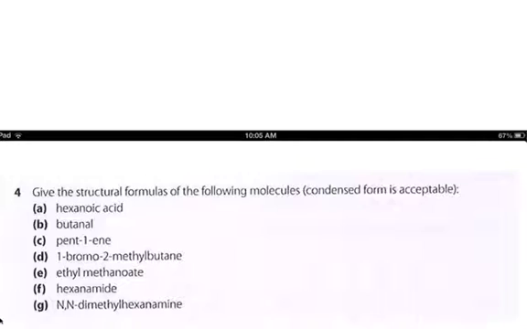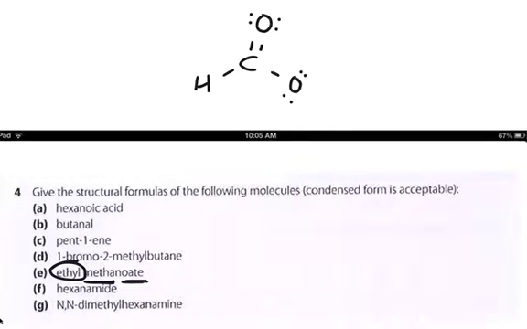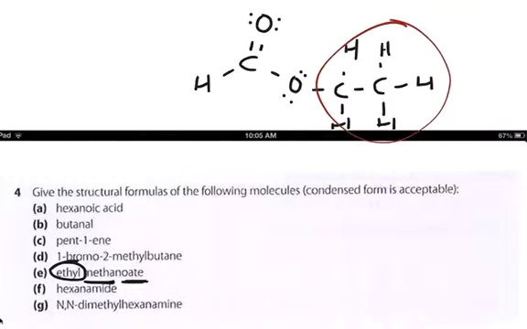Okay, ethyl methanoate. So methanoate means a single carbon, and an ester group is a double bonded oxygen, single bonded oxygen. This is our ester group, and it has to have a substituent attached. So this is my methanoate, and the group that is attached there is the ethyl, which is a 2-carbon chain. That is what an ethyl group is. So this is my ethyl methanoate.